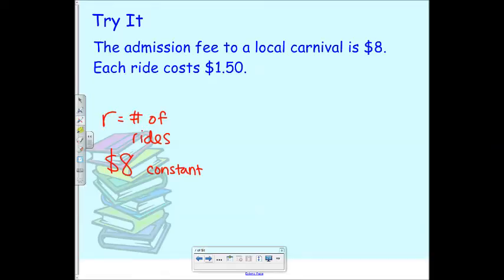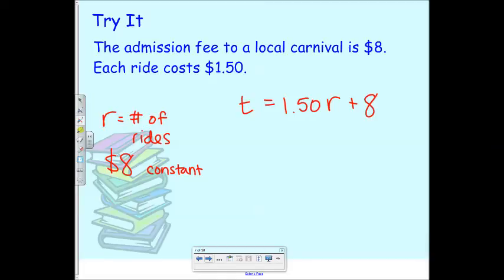So what's all that going to be? I need to put that all together and I need to write an equation. So what would that equation be? What do you think, Emily? Okay, and that's going to equal what? What would that equal? The total, the amount that you spend. So we'll call that T. We'll say the total that you spend at the carnival is $1.50 times the number of rides plus 8.